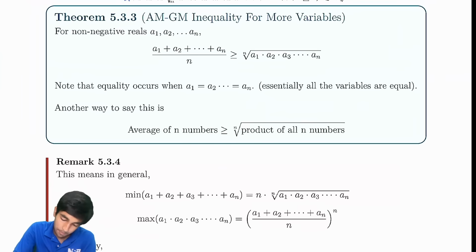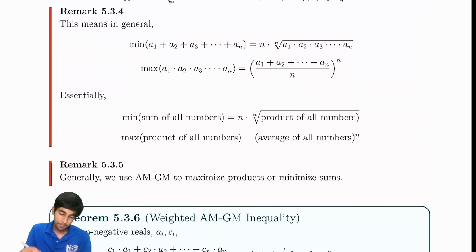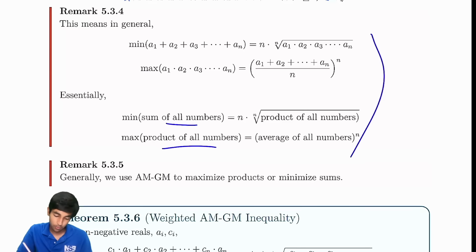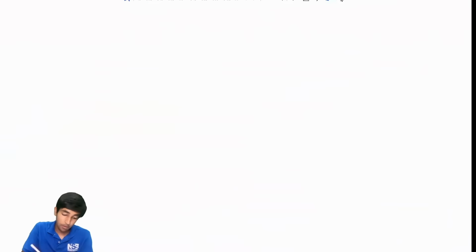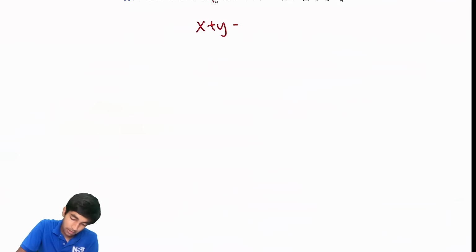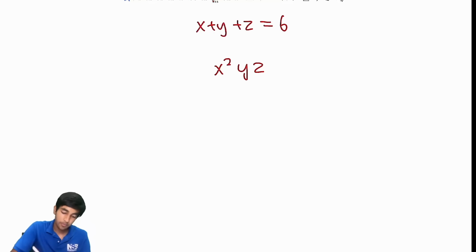So for example, we have x plus y plus z all over 3 is greater than or equal to the cube root of xyz. And again, you can use this to maximize products and minimize sums. Now, weighted AMGM. Let's take a really simple example. Let's say we have x plus y plus z is 6, and we're trying to find the maximum of x squared yz, remembering that we maximize products.